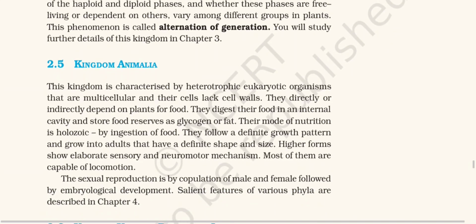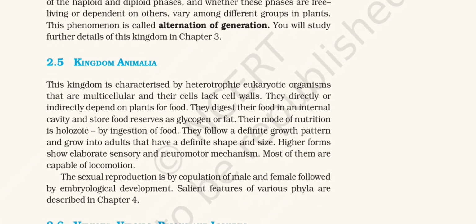2.5 Kingdom Animalia. This kingdom is characterized by heterotrophic eukaryotic organisms that are multicellular and their cells lack cell walls. They directly or indirectly depend on plants for food. They digest their food in an internal cavity and store food reserves as glycogen or fat. Their mode of nutrition is holozoic, by ingestion of food. They follow a definite growth pattern and grow into adults that have a definite shape and size. Higher forms show elaborate sensory and neuromotor mechanism. Most of them are capable of locomotion.